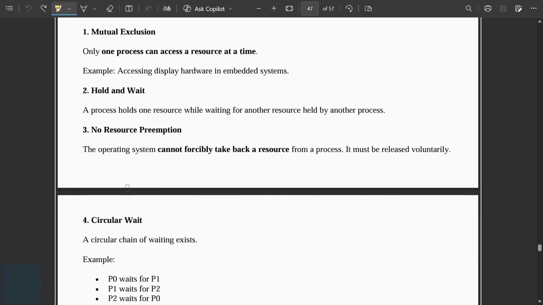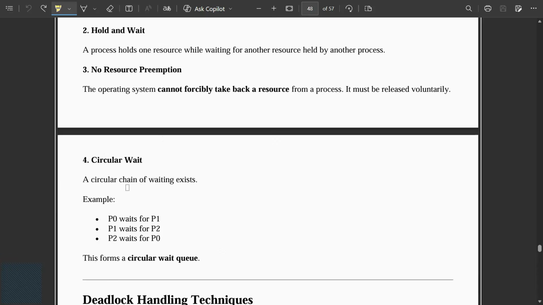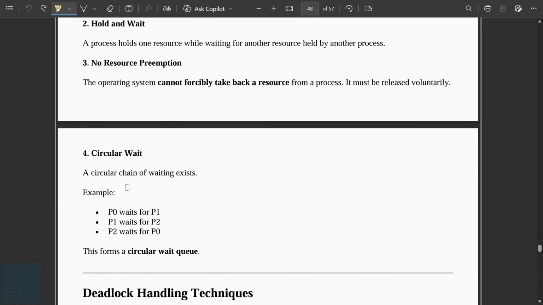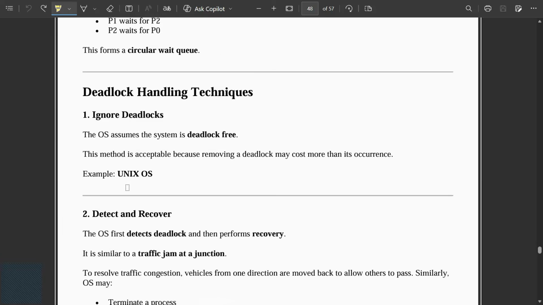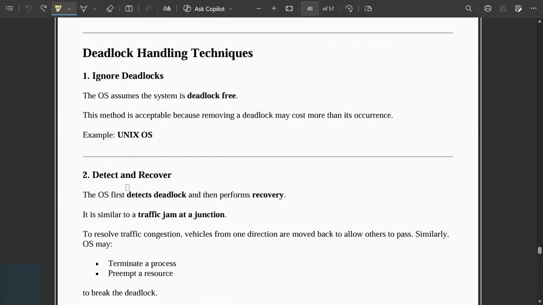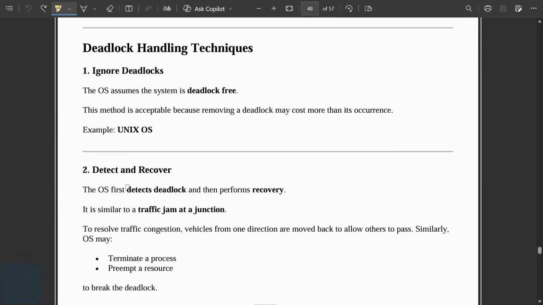So the operating system cannot forcibly take back a resource. Circular wait: there is a circular chain of waiting. So what are the deadlock handling techniques? Firstly, ignore the deadlock. The OS assumes the system is deadlock free. This method is acceptable because removing a deadlock may cost more than its occurrence.